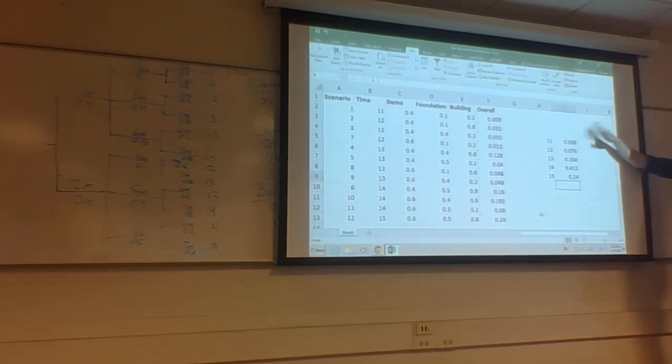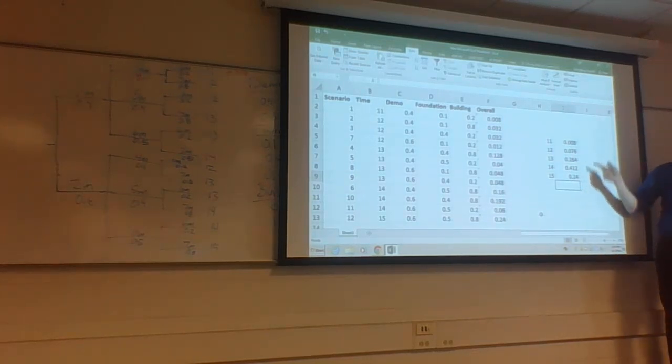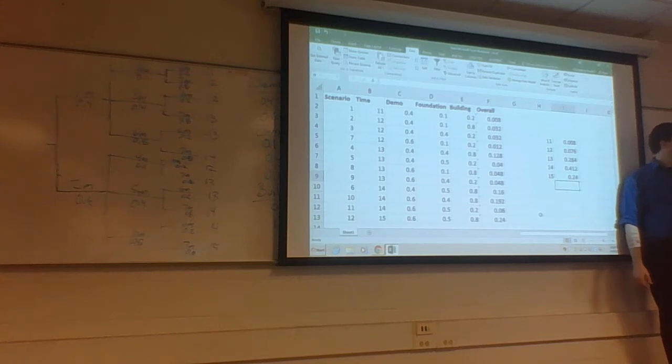And then there's this graph over here. A year? That's stupid. A year or less? That's not happening. It might, but it probably won't. What happens if you add all these together? You get one.